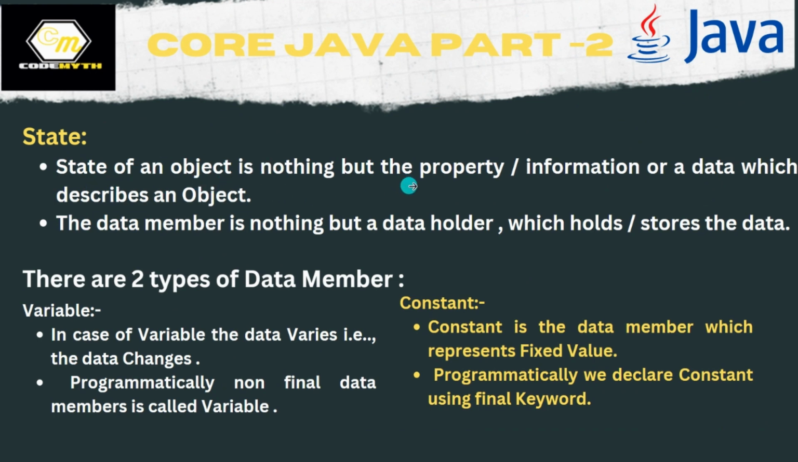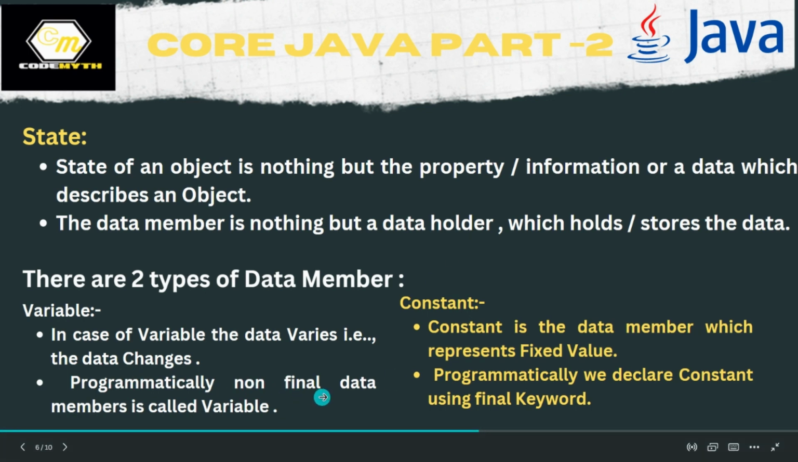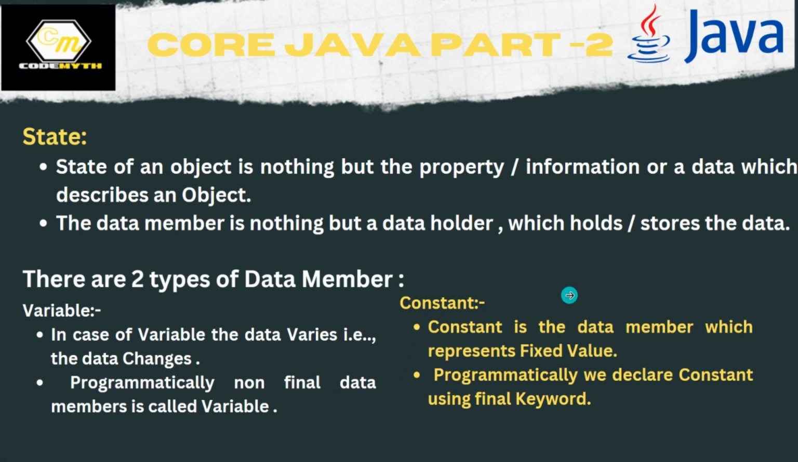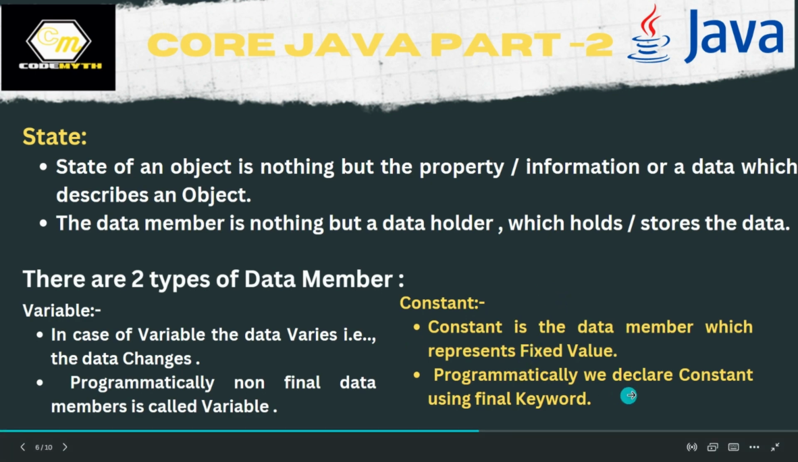As we discussed, the state of an object is nothing but the property, information, or data which describes an object. The data member is nothing but a data holder which holds and stores the data. There are two types of data member. One is variable, the second one is constant. Variable data will vary according to the requirement and it will change. Programmatically, a non-final data member is called a variable, and the second is the constant data member. A constant is a data member which represents a fixed value. Programmatically, we declare a constant using the final keyword.